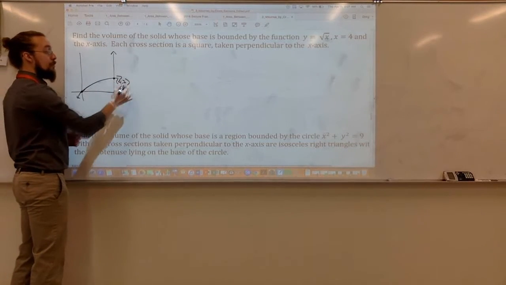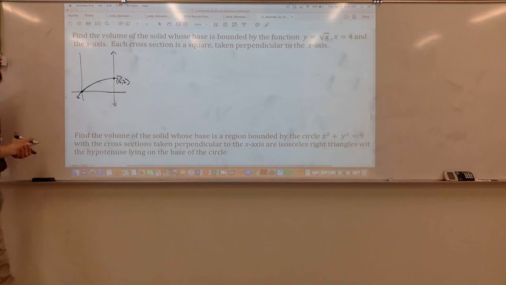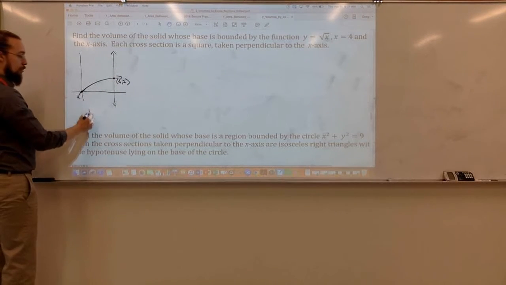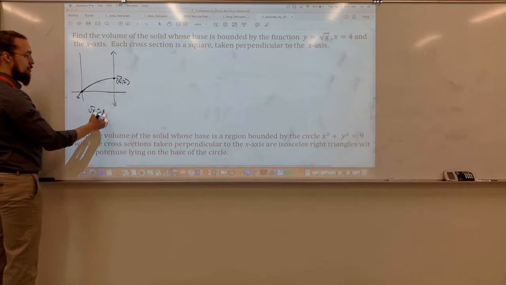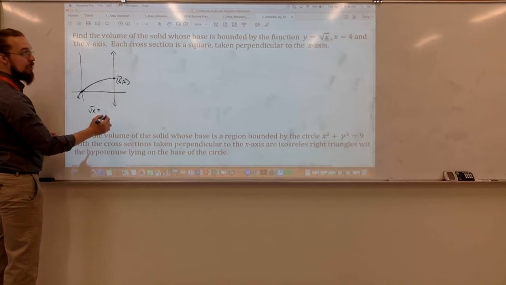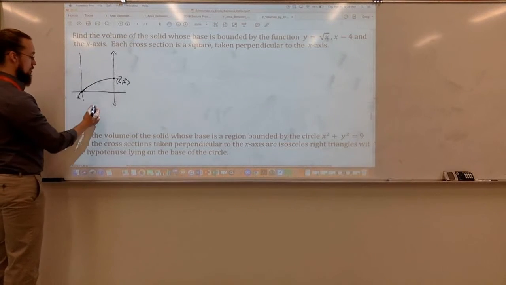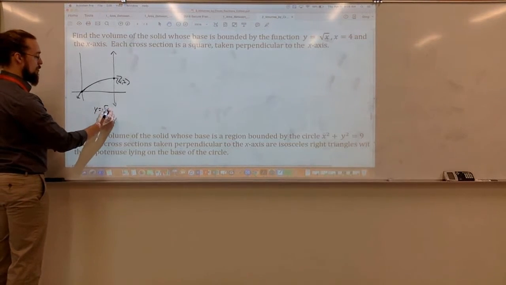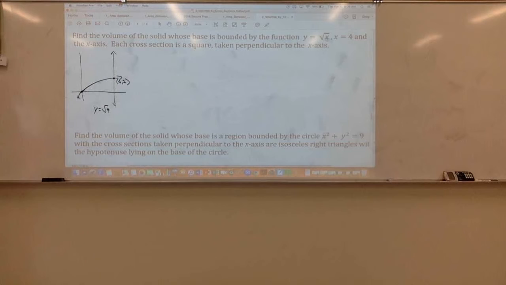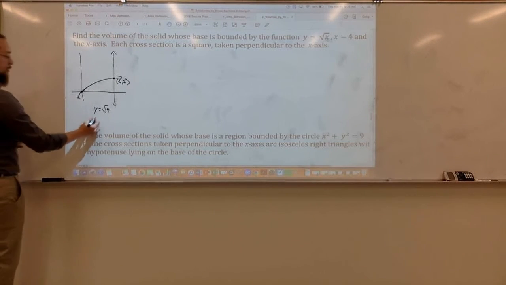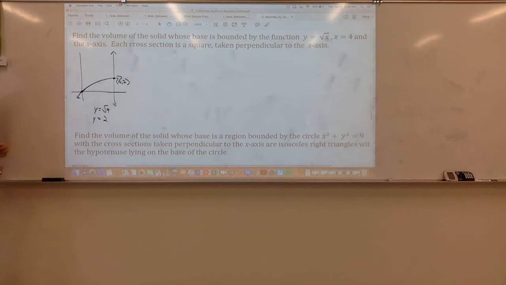So if we can't see that right away, we could just set the square root of x equal to, right, we're just taking the square root of 4, since we know that we're at x equals 4. So we would end up with y equals 2.